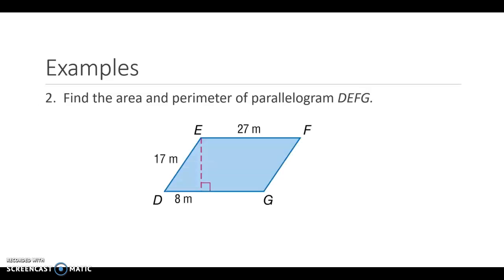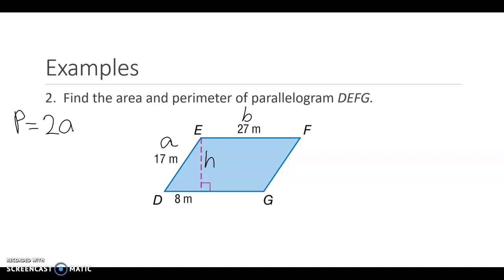Let's look at this next example. So we have another parallelogram. 27 would be my base. 17 would be A. And my height currently is missing. So when we go to calculate area, we're going to have to find that height. Let's start with perimeter first.